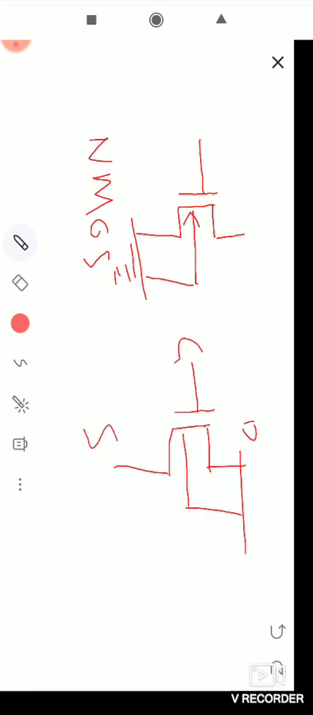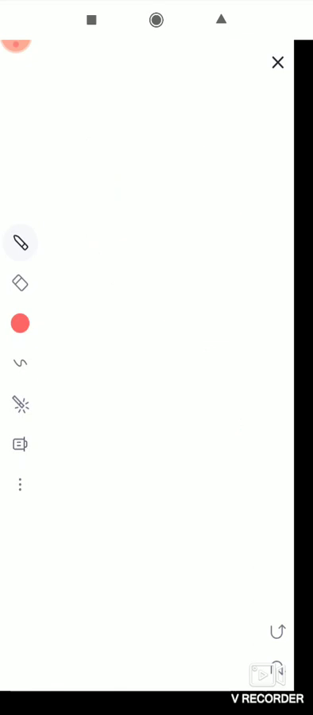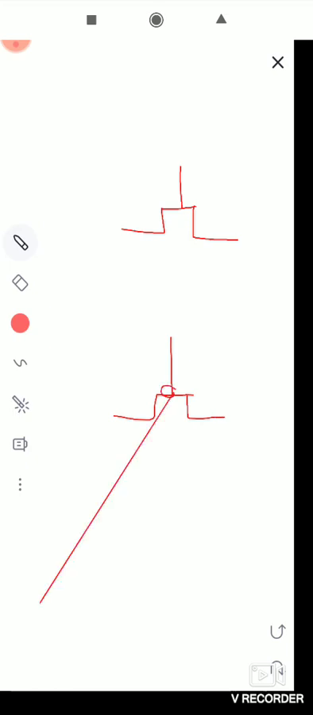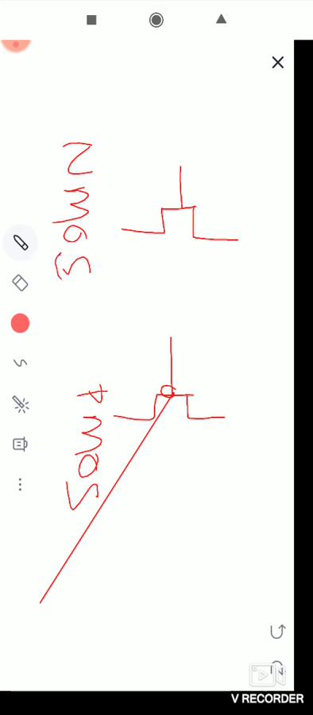For depletion mode, the line thickness is like this. In other notations, they will simply use just a bubble. This is PMOS. This is NMOS. This is the advanced notation.